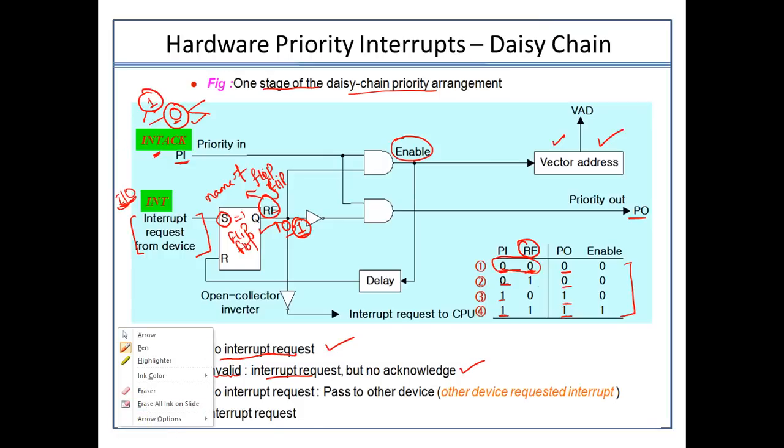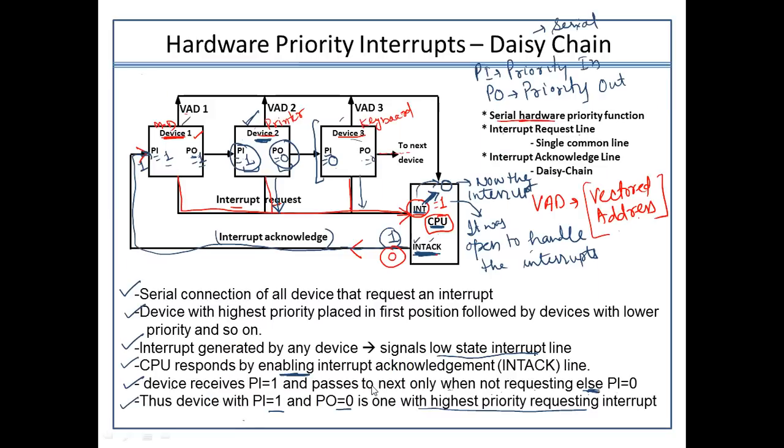So let me change the color of the pen here. When the PI value is equal to 1, then what will happen? PI is 1, acknowledgement is there, but the RF value is still 0. An interrupt request has not come from that particular device. So look at this factor. It might be the case that no interrupt request has been generated.